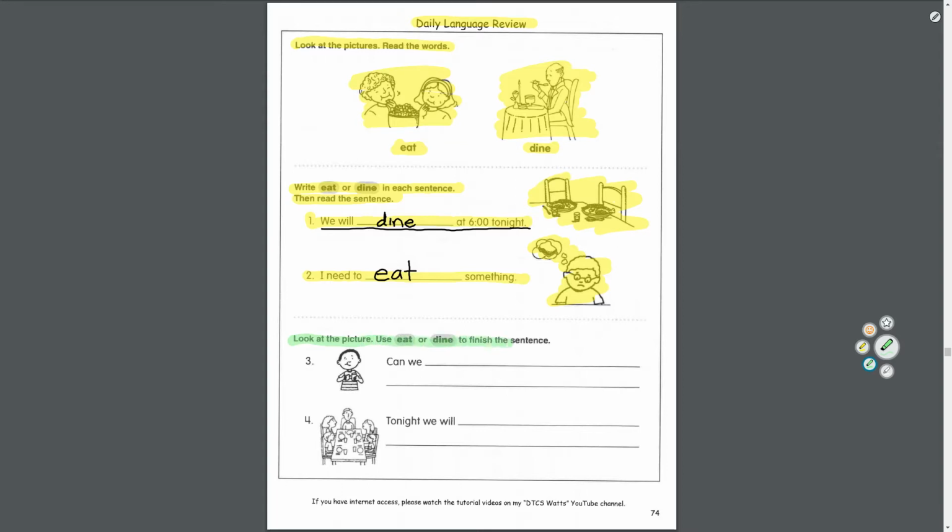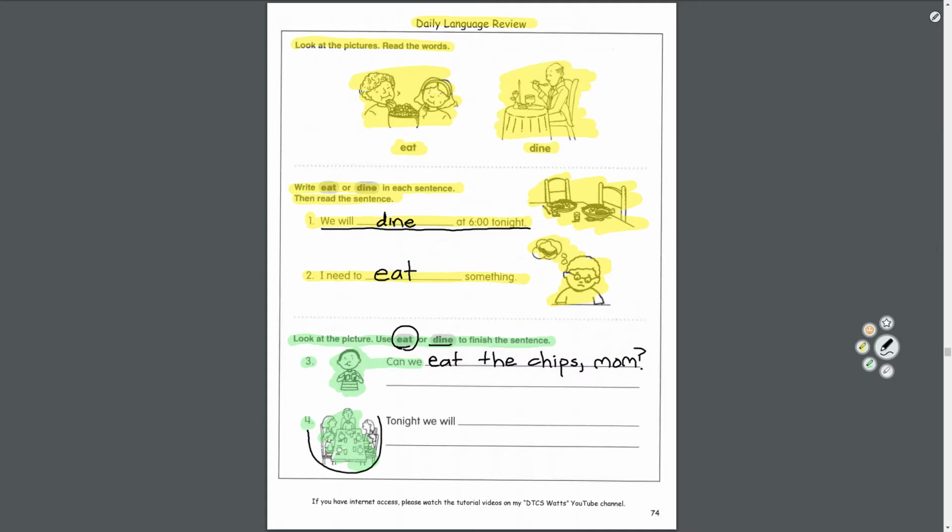And down here, look at the picture. Use eat or dine to finish the sentence. Number 3, I see a boy. Looks like he's holding a cup. And then number 4, you see a family at a table. So this one with the boy, we want to use eat or dine. Can we eat? Because he's not at a restaurant, so we'll say eat. Can we eat the chips, comma, Mom? Can we eat the chips, Mom?